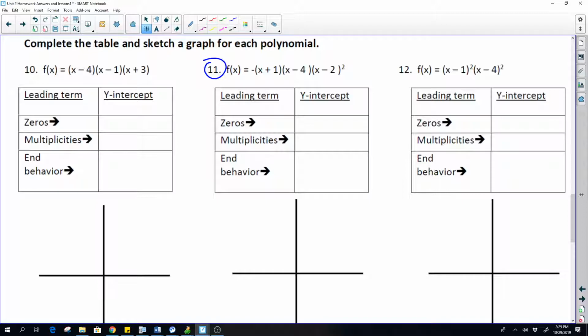Number 11 is going to have a negative leading coefficient. We have x squared there, because that's x squared.